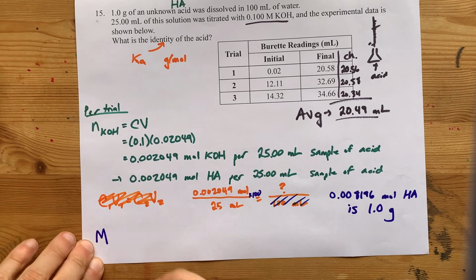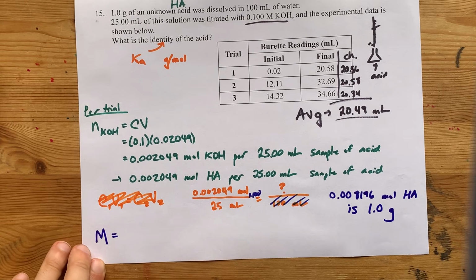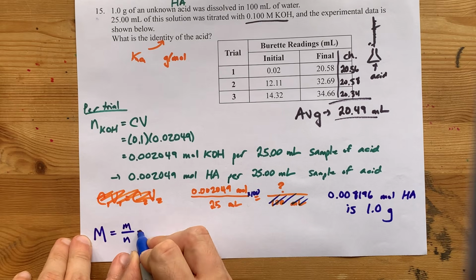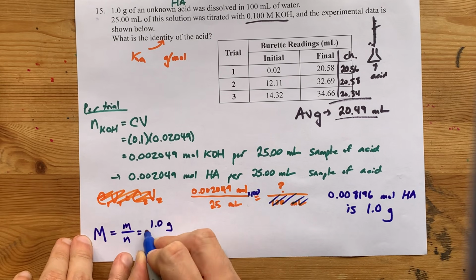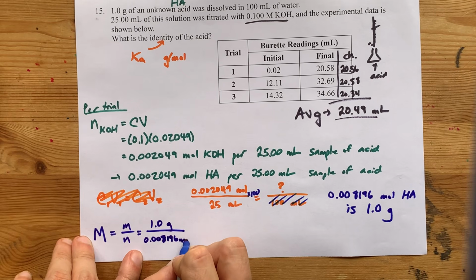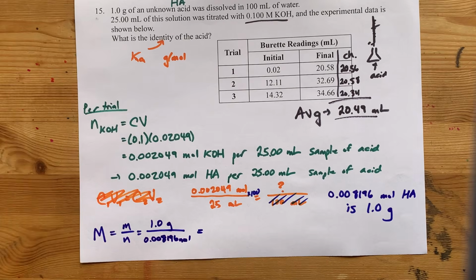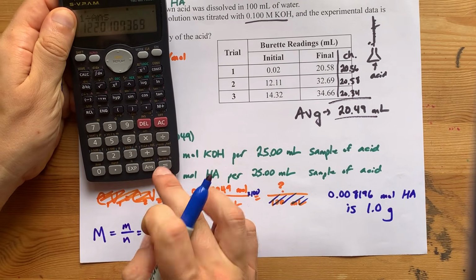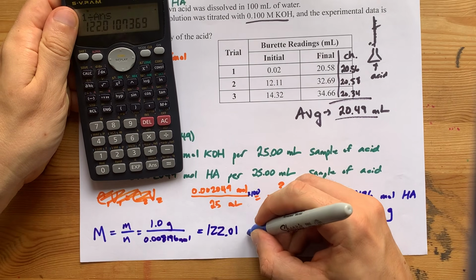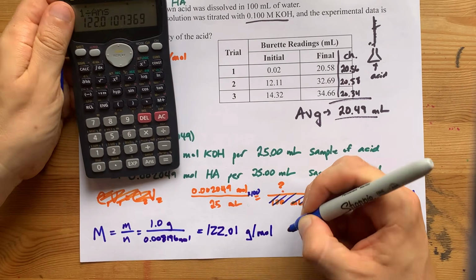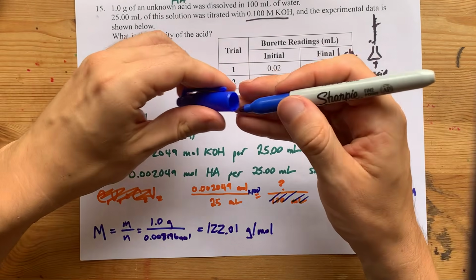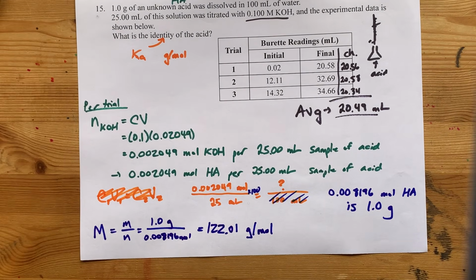The molecular mass or molar mass of the acid is mass divided by moles. 1.0 grams divided by the 0.008196 moles that it represented. 1 divided by that gives me 122.01 grams per mole. Now your job would be to figure out what chemical actually has that molar mass.